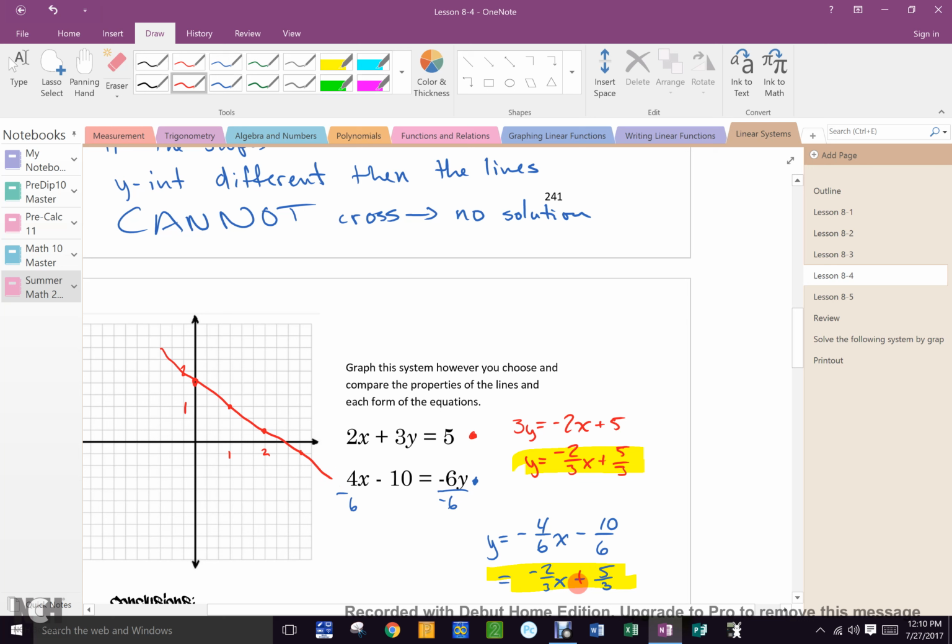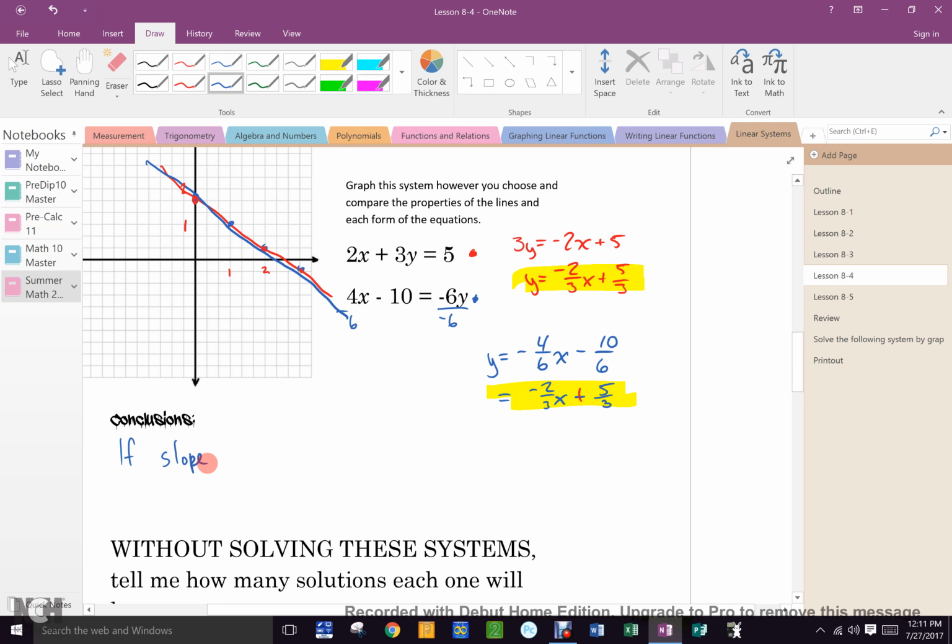It would go up. I would be up at 5 thirds. And then go by the slope. Down 2 over 3, down 2 over 3, down 2 over 3. And what would I get? The exact same line. How many times do those two lines cross? Infinitely. Because they're right on top of each other. They never are not crossing. So what's the conclusion?